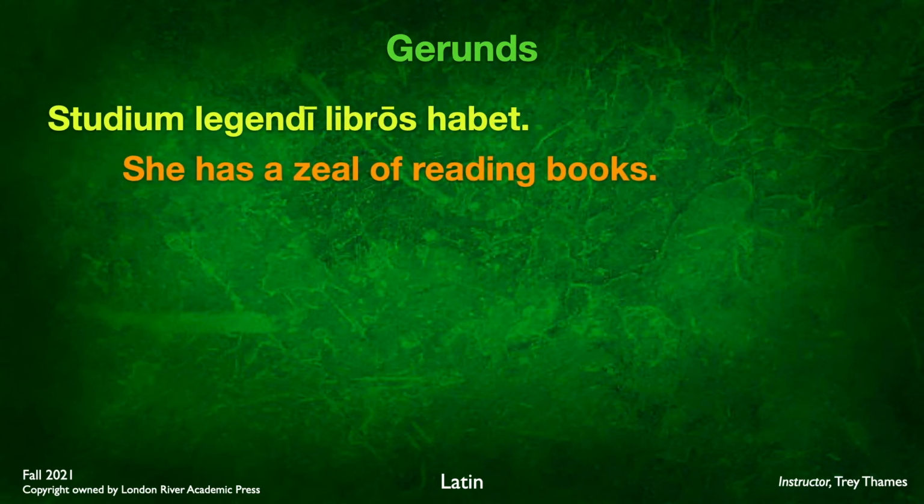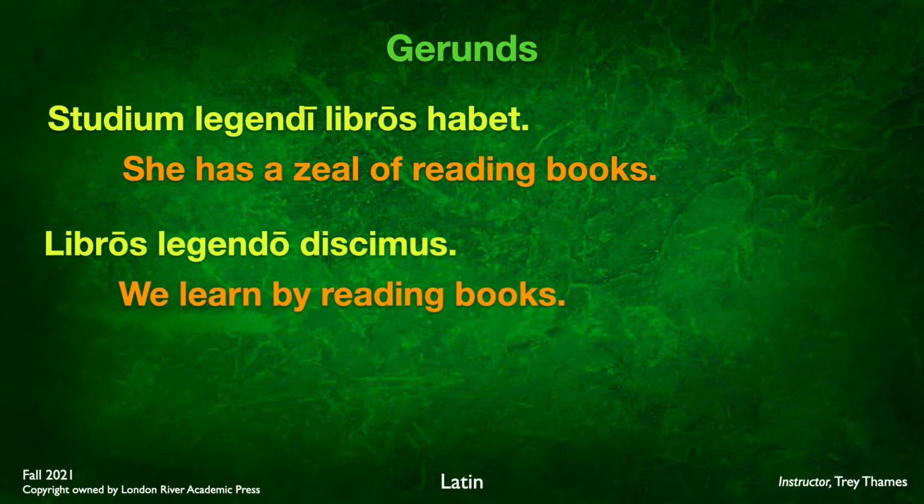Now here are some examples of gerunds in situ, or in place. Studium legendi libros habet. Here we've got our subject embedded with the verb, she or he has, from habeo. She has studium, a zeal or a love. And here we have legendi. This is our gerund. It is in the genitive, so it's of reading. She has a zeal of reading or a love of reading libros, books. And books here is actually functioning as the direct object of legendi. We'll look more at that in a minute.